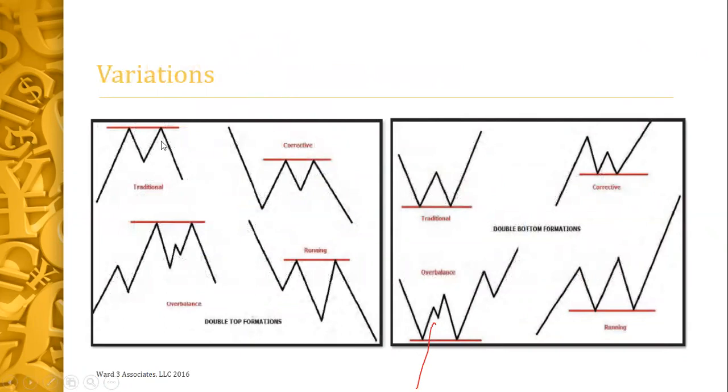So here's a traditional double top. Here's the overbalance where you have a strong push down and then 2 strong pushes up that are met with rejection. And then again, on your downtrend, your pullback, your double top, downtrend, pullback, another double top. Double bottoms, the exact opposite.